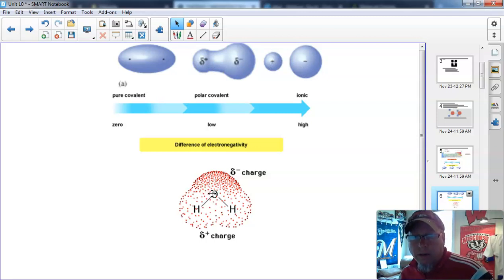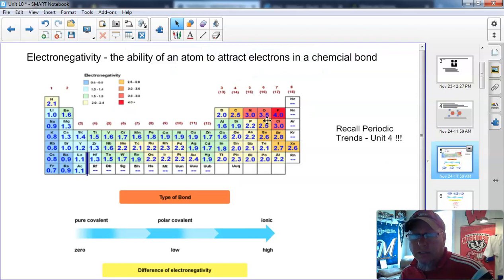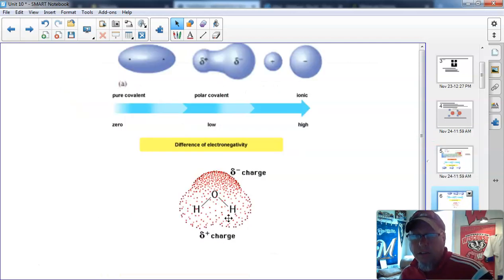So water down here, oxygen has an electronegativity of 3.5. Hydrogen has an electronegativity of 2.1. So we do have a difference in electronegativity. And if we took picture after picture after picture, this is what it would look like for where the electrons are. The electrons would spend more time on the oxygen side of the molecule and less time on the hydrogen side. And because of that, you get this partial positive and partial negative charge.